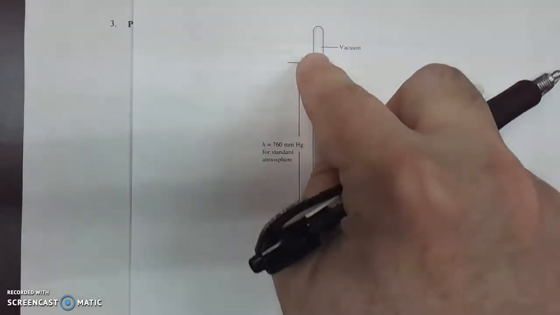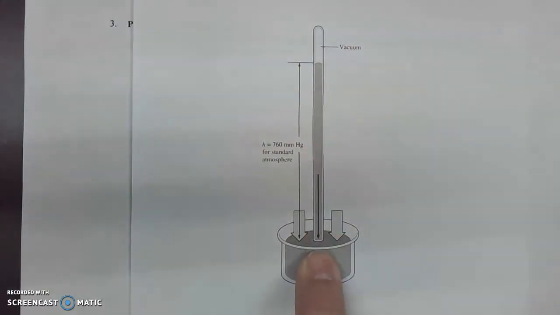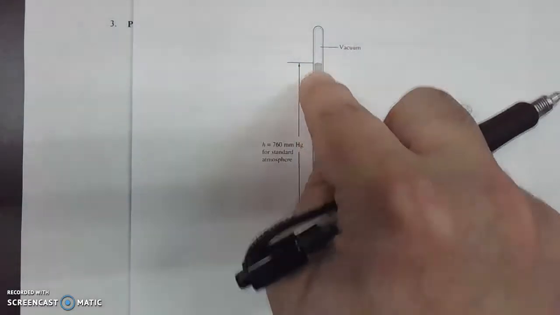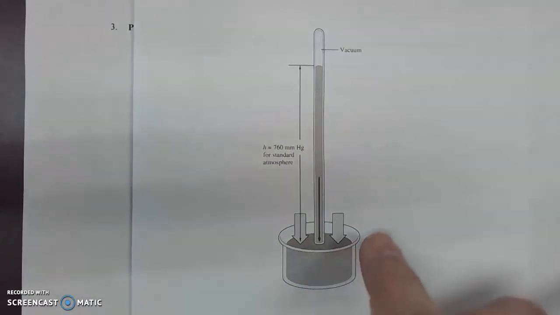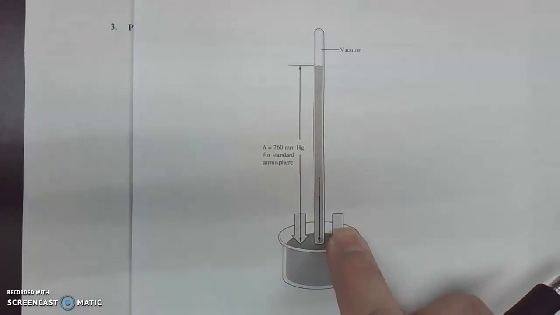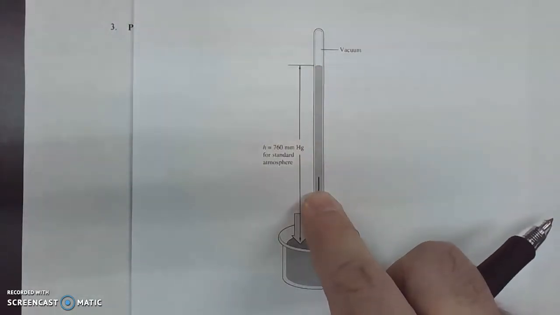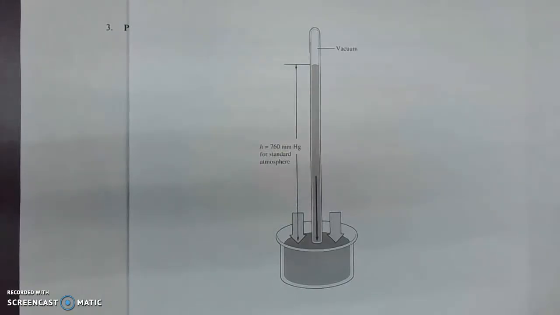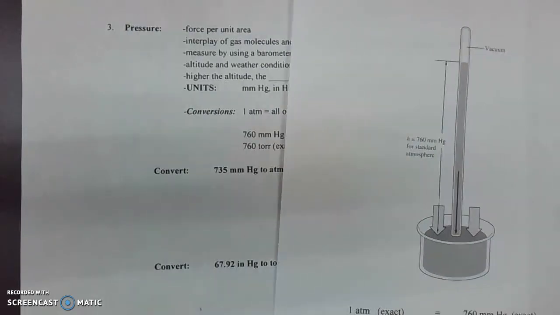The difference in the height of the column versus the surface of the pool of mercury is how many millimeters of mercury the atmospheric pressure is. So the higher you go, the less this pushes down because there are fewer gas molecules, and the lower this is. If we go down below sea level, then this is pressing more and the higher the column is.